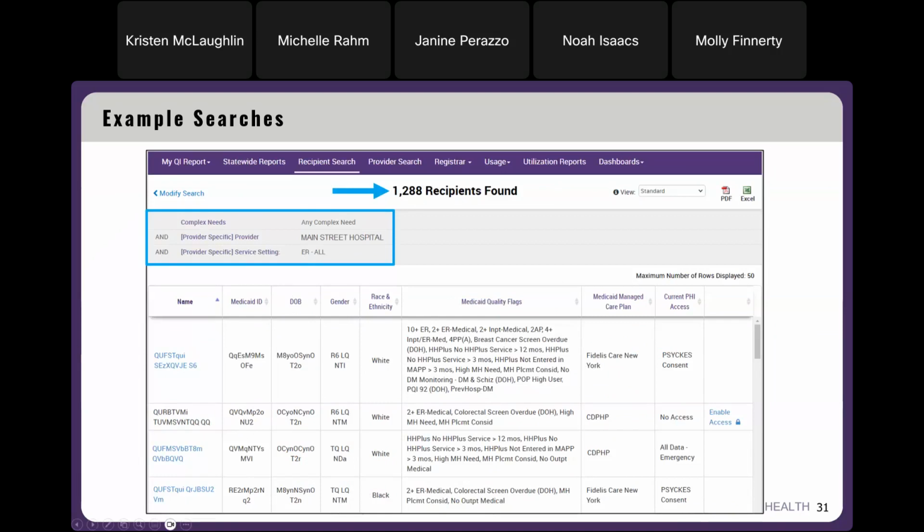So that's about 10% of the people who went to my ED for any reason in the past year. Only about 10% of them were considered complex needs. Now I could even take this search a little bit further.